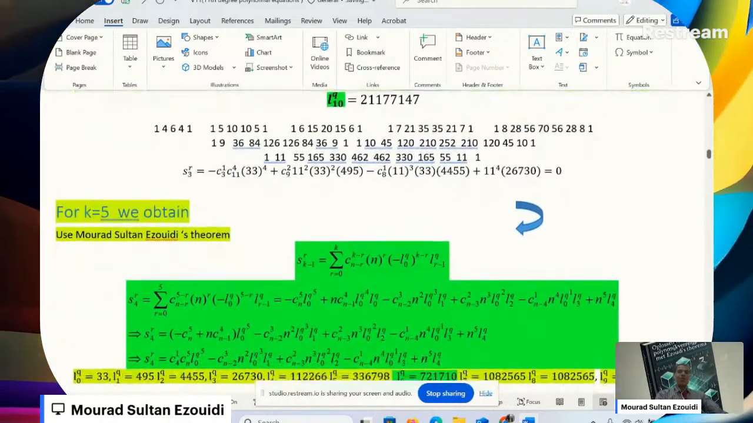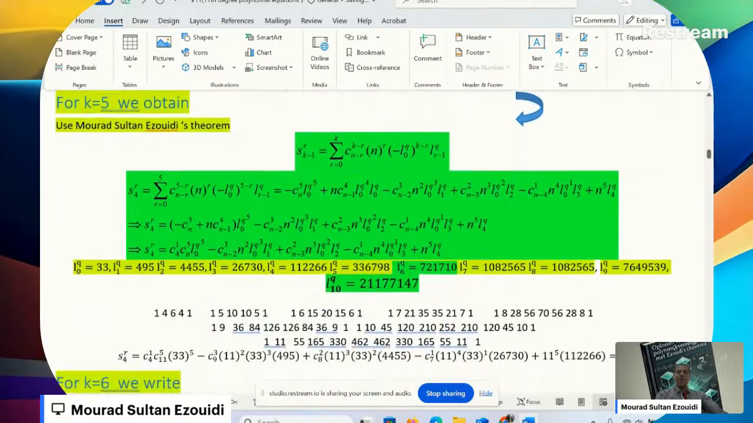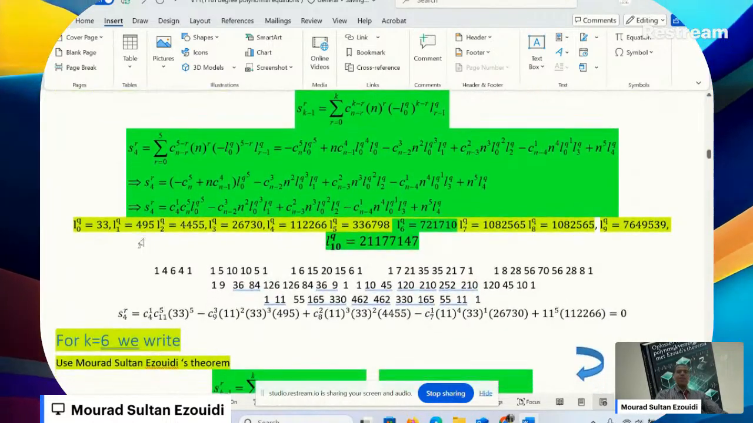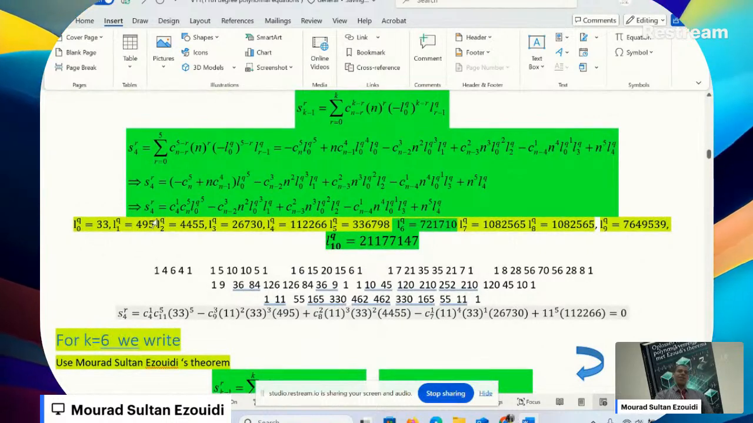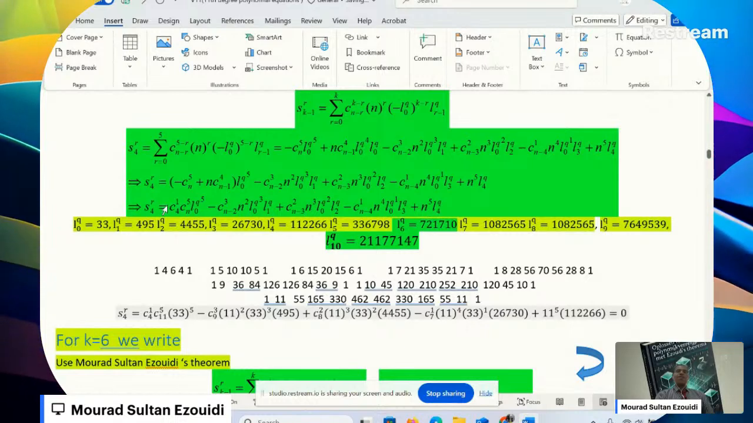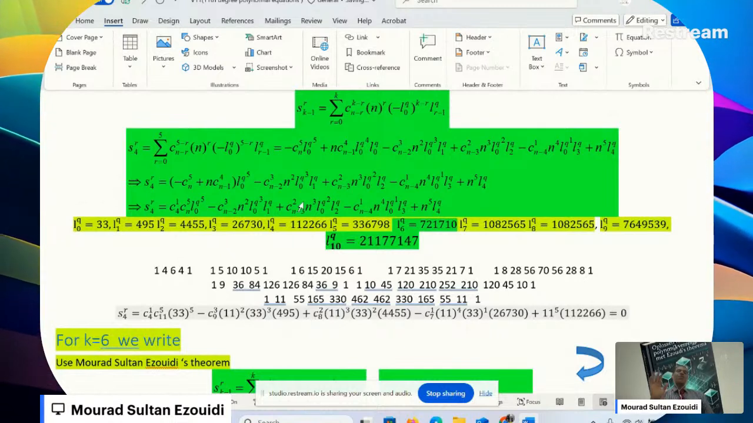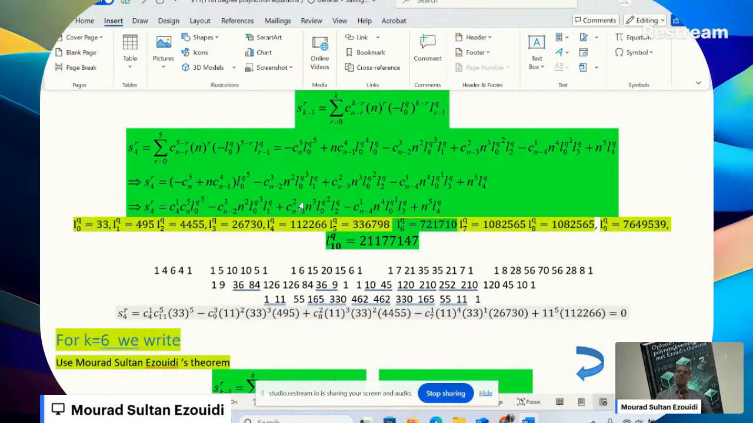To find now S4, you should put k equal 4 in the Ezouidi theorem. And here, Professor Mourad Sultan Ezouidi explained that S4 is going to be equal to that. This formula is generalized for any n degree polynomial equation. This S4 will give you the fifth coefficient of your n degree polynomial equation.